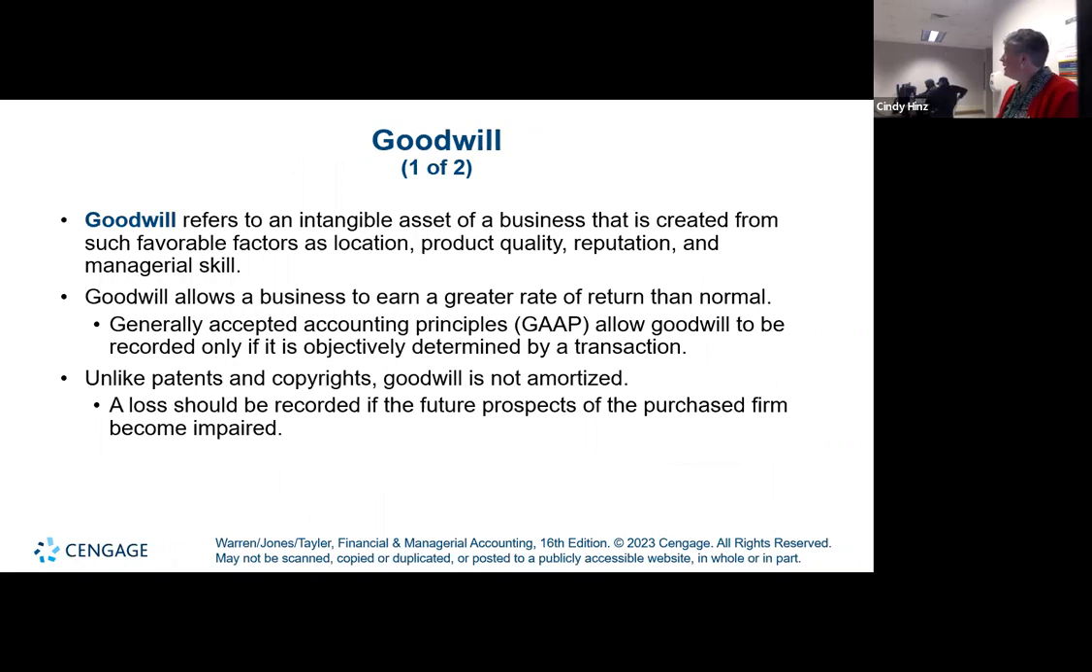Goodwill is an interesting concept. So goodwill is basically the amount that you're willing to pay to acquire some asset over and above the value of the tangible assets that you're buying. What are you talking about?